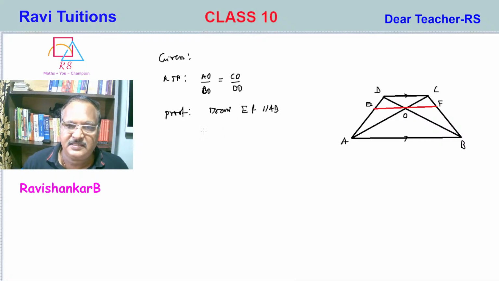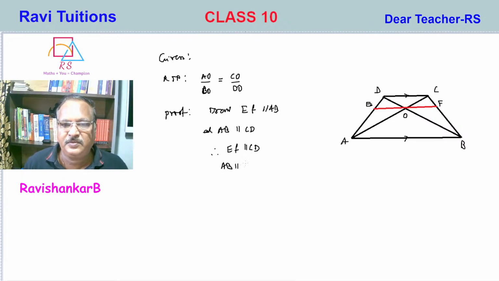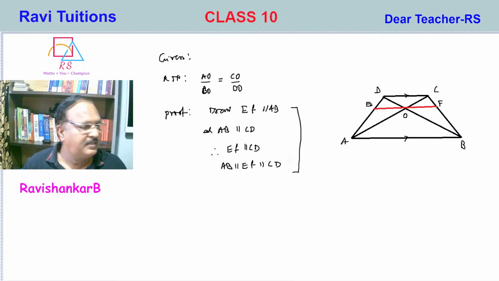So that implies as AB is parallel to CD, therefore EF is also parallel to CD. So that means AB is parallel to EF is parallel to CD. So as per the construction we got this result. Now we can apply basic proportionality theorem.